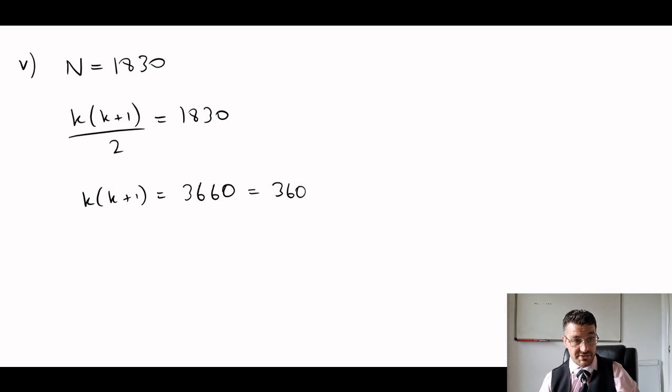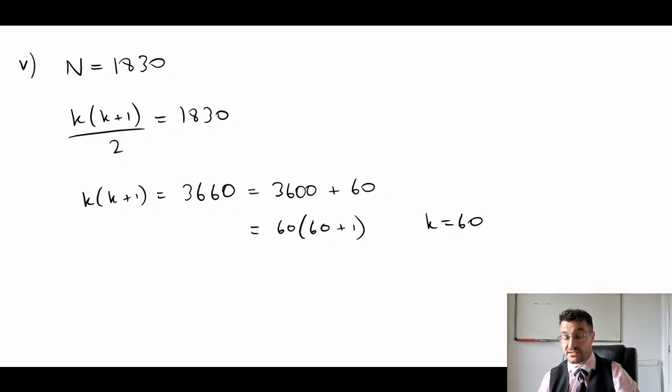This is equal to 3,600 plus 60, which is equal to 60 times 60 plus 1. So k is equal to 60, for example. Okay, so there were 60 sweets altogether initially.